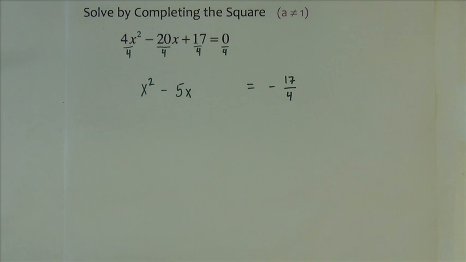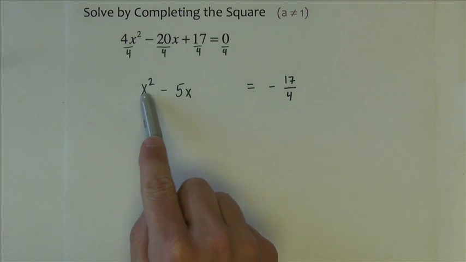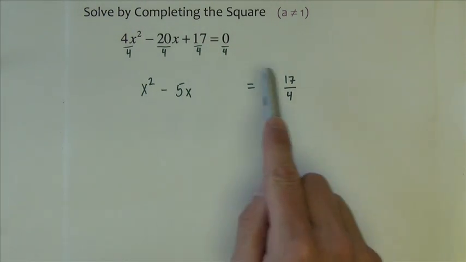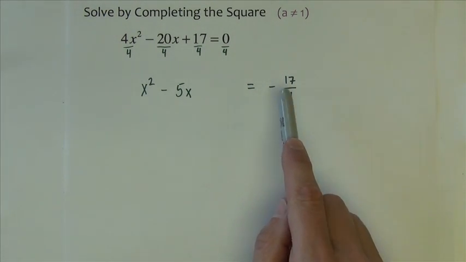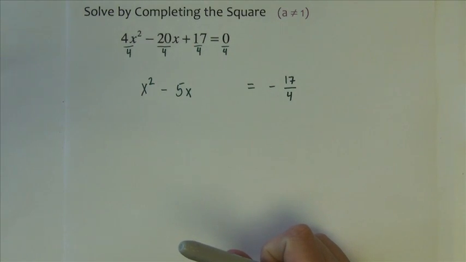Okay, so that's step one. We kind of make it look like the other example that we just did. We have a 1 in front of the x squared, we've got the x's by themselves, we've got the non-x thing on the other side, so it's set up now.